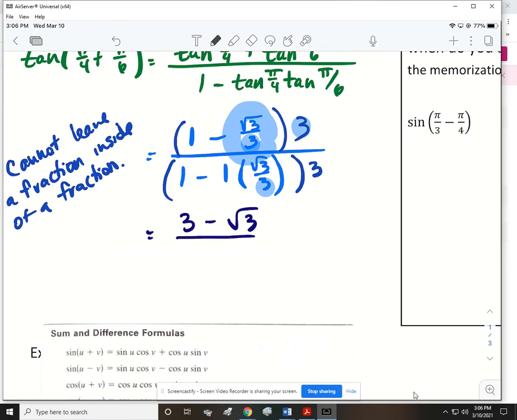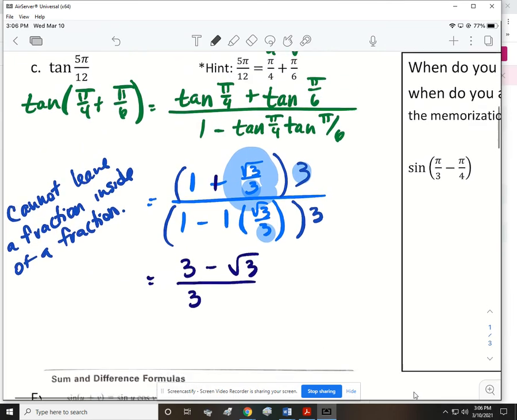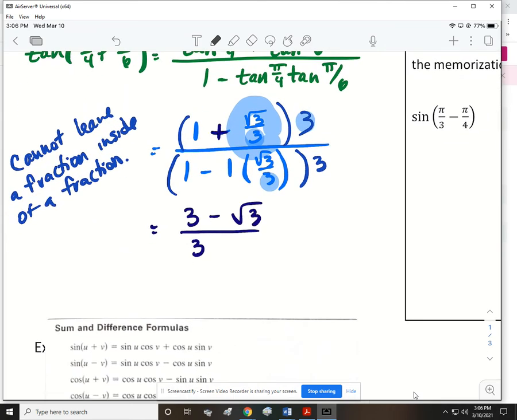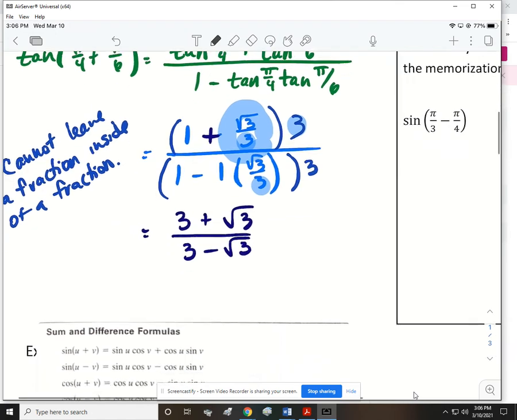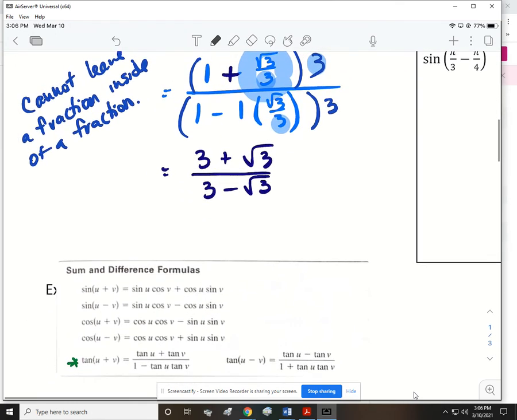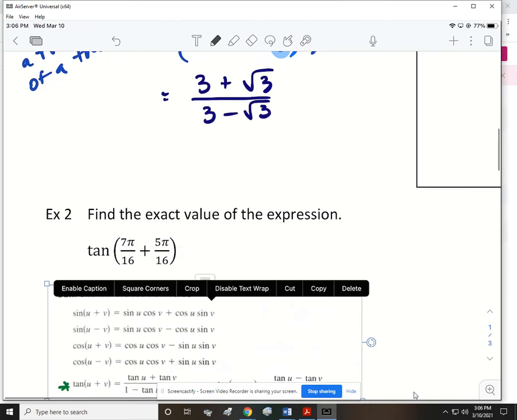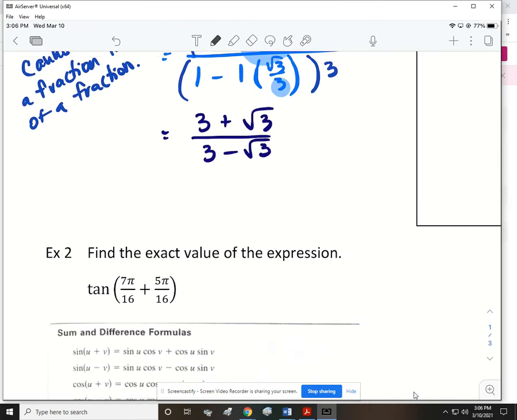All right, same thing on the denominator. We're going to distribute that 3. Oh, this top one should have been a plus, sorry. I just didn't bring down the plus. Okay, now I have a different problem, a different issue. My new issue is that you cannot leave a radical in the denominator.